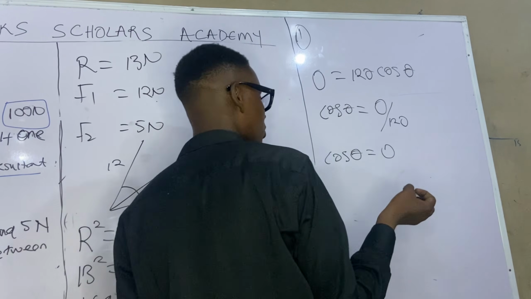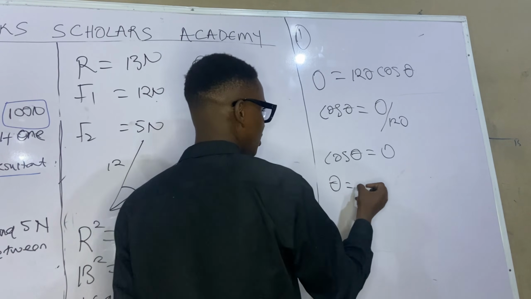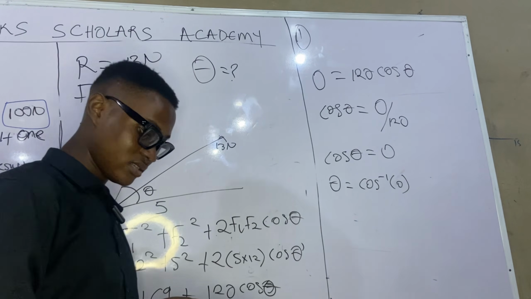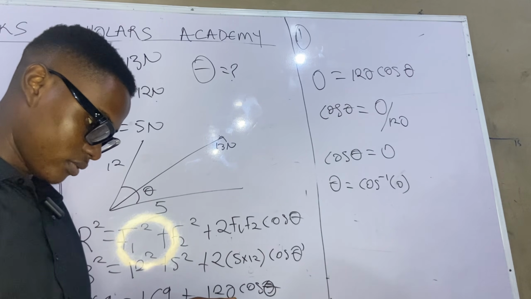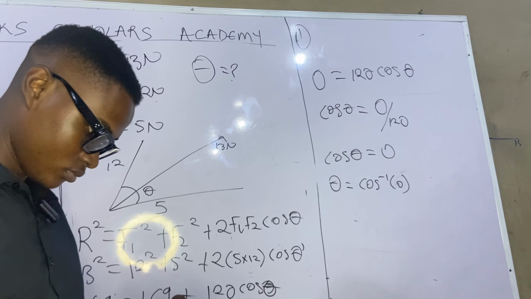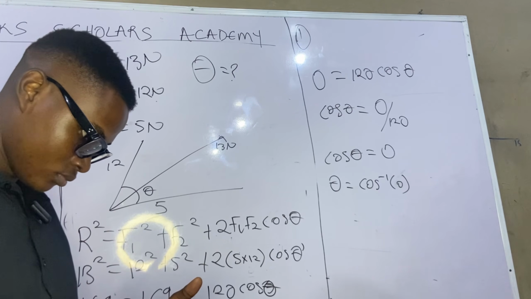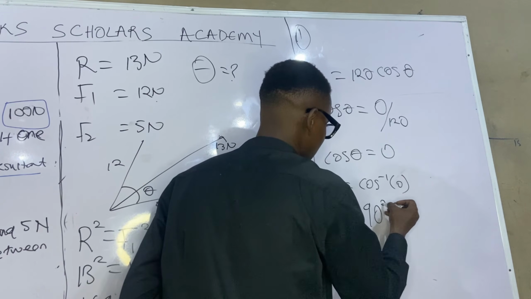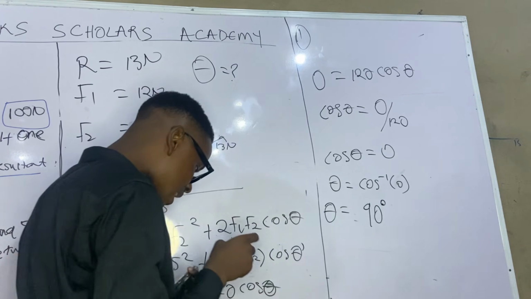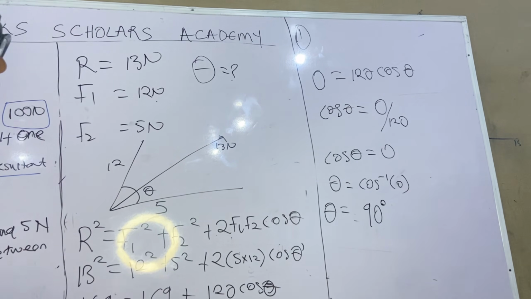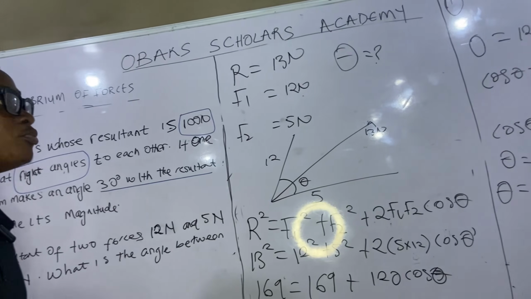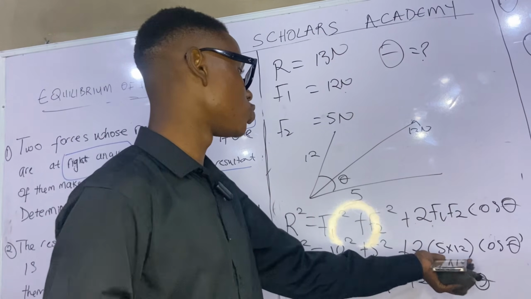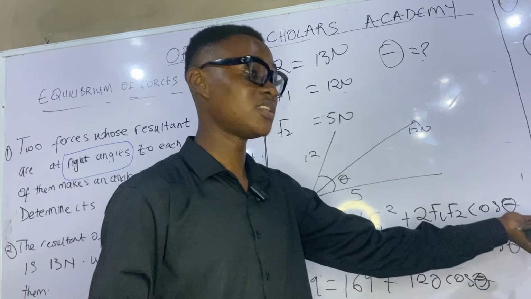So we are looking for theta. Theta equals the cos inverse of 0, which should give us 90. So the cos inverse of 0 will give us 90. So the angle between them is 90 degrees. It's that simple. In most cases, you won't see 0. You will see a real value. But just follow the same steps and you will get your answer.